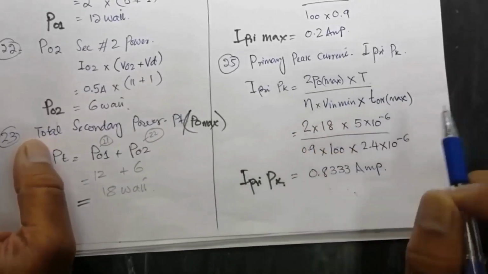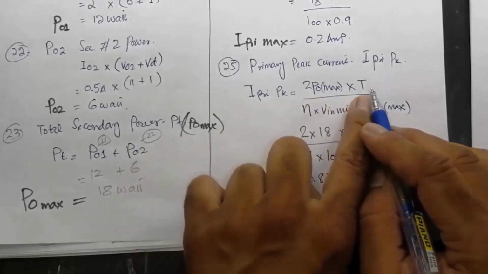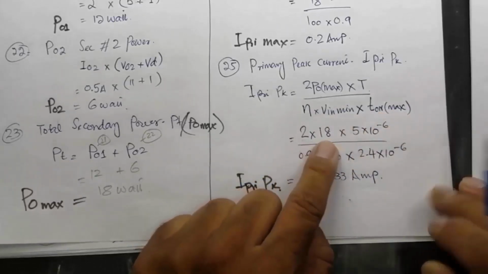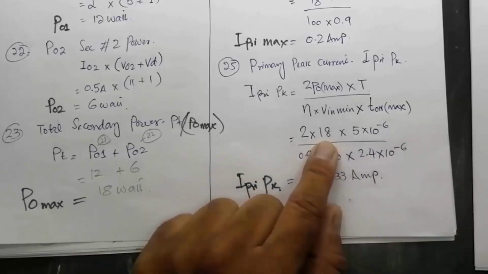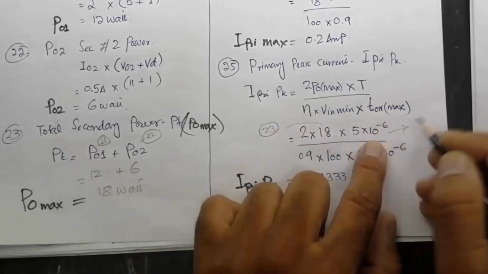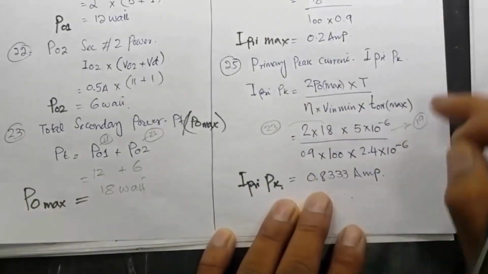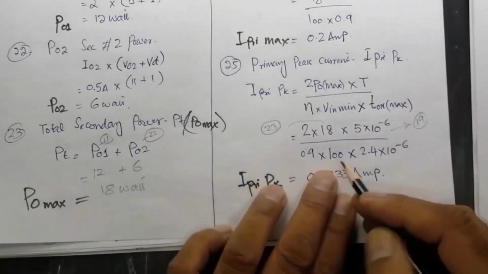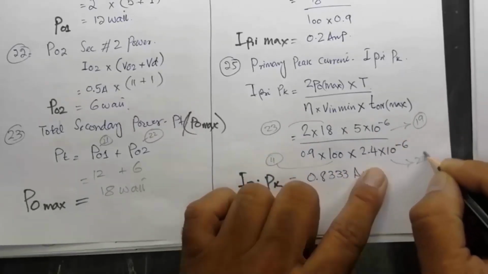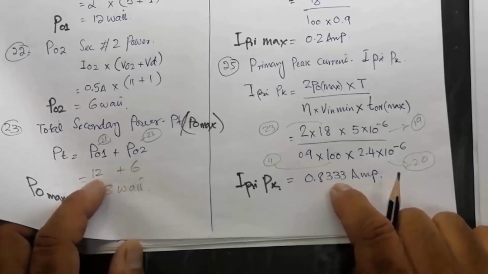Then primary peak current. I primary peak is 2 times power out maximum, divided by efficiency, V in minimum, time on maximum. 2 multiplied by 18 watt. This 18 watt is from step number 23. 5 microsecond, step number 19. In step number 19 we calculated this value. 0.9 is efficiency, input minimum voltage from step number 4 in my last chart. This is from step number 20. The peak current can go up to 0.833 ampere.